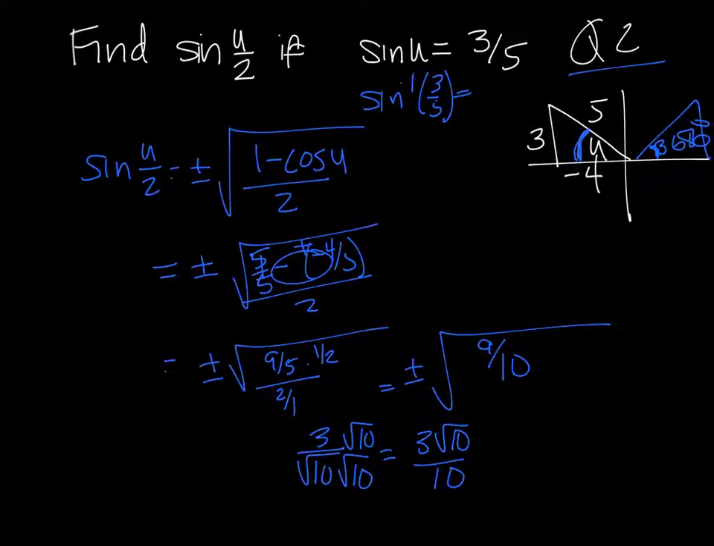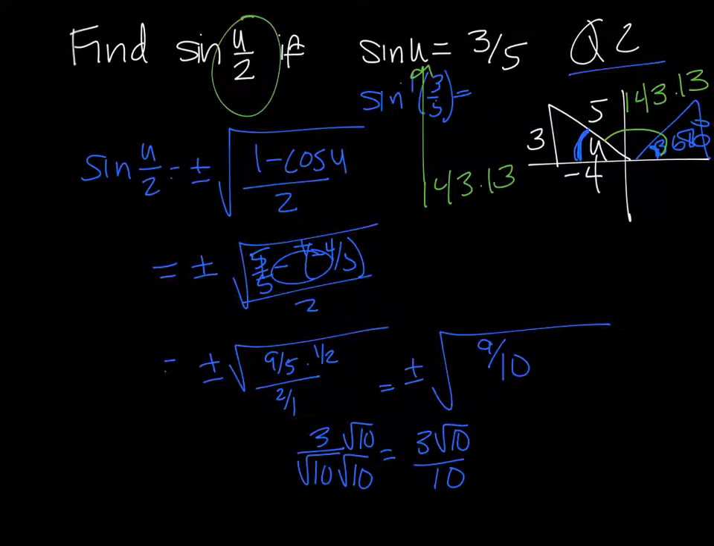So technically, if I really want to know what this angle is, I'm going to take 180 minus 36.87, and I get 143.13. Whew, that's a lot of work, and I haven't even found that. I just found what u is. u is 143.13, and why do I do this? Because I need to know what u over 2 is. So I divide that by 2, and I get 71.57.